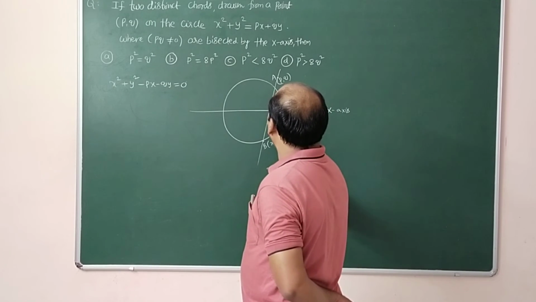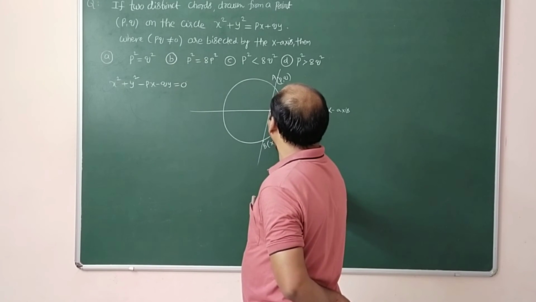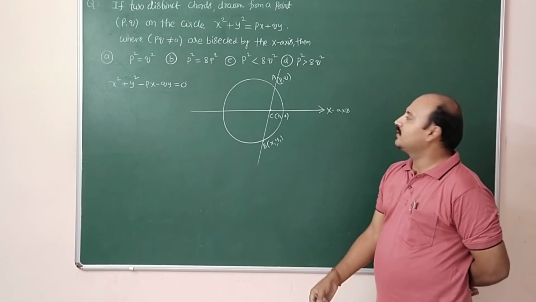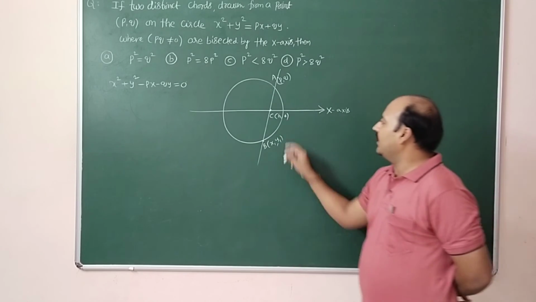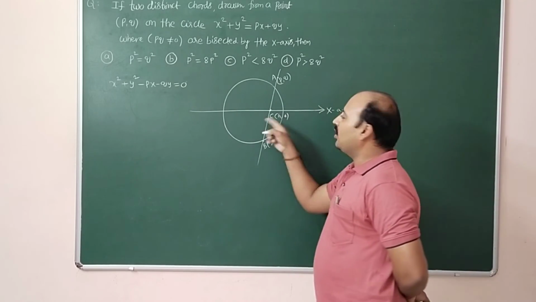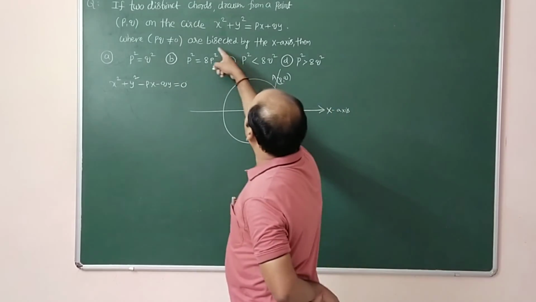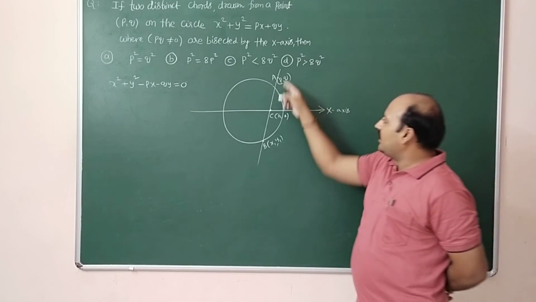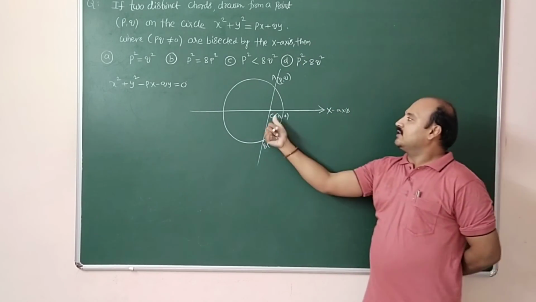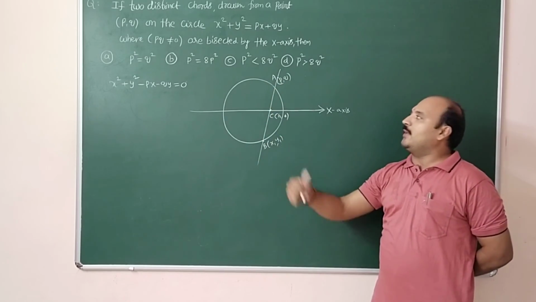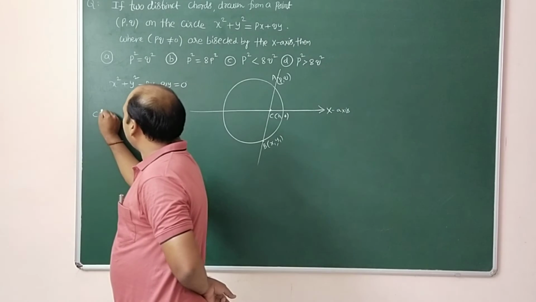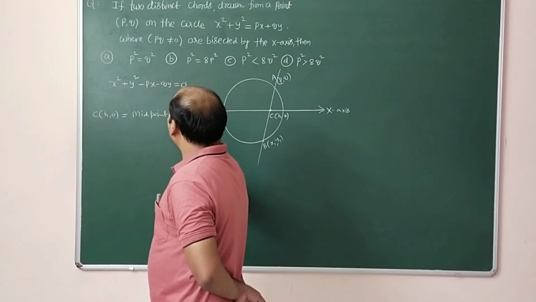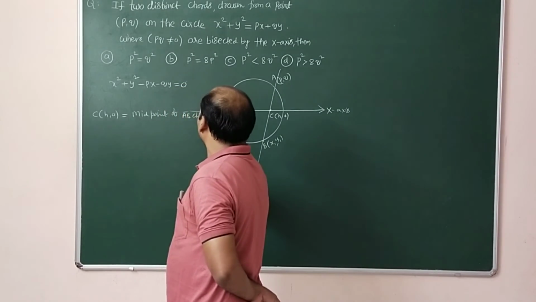And on the x-axis, the point I am taking is C(h, 0), because on the x-axis the y coordinate is 0. So (h, 0) is the point on the x-axis. According to the question, this chord is bisected by the x-axis. Whenever a chord is bisected by the x-axis, point C is the midpoint of AB. C = (h, 0) is the midpoint of chord AB.